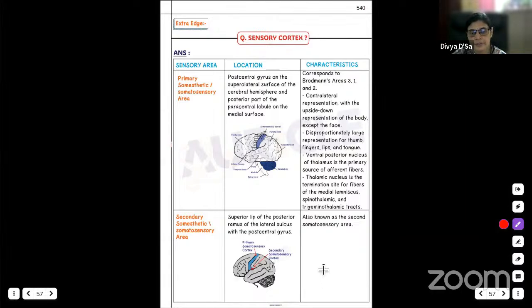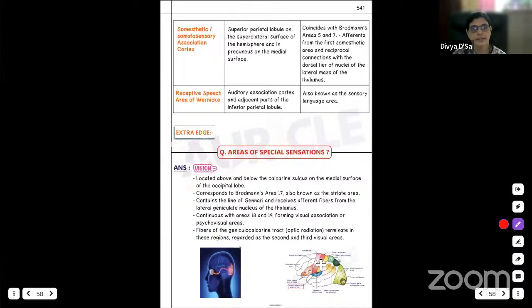Then we have the secondary somesthetic or somatosensory area. This is present in the superior lip of the posterior ramus of the lateral sulcus. So it is known as the second somatosensory area. This area is very sensitive to pain, that is, the highest sensation of pain is felt in that area. It basically controls that.